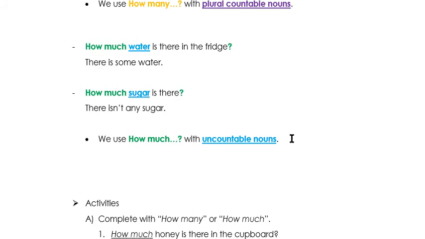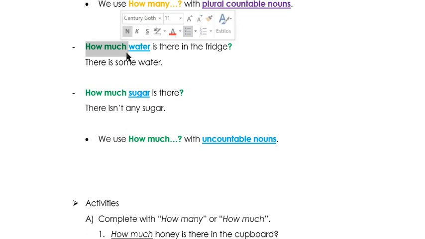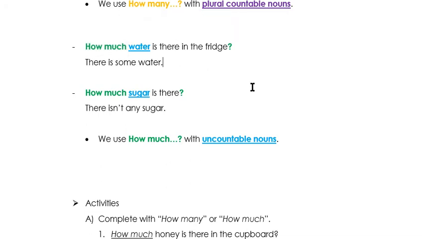¿Ok? So, fíjense que yo les había puesto una lista de sustantivos incontables. Por ejemplo, water, sugar, meat, chicken, fish, butter, jam, honey. How much means in Spanish cuánta o cuánto. How much water is there in the fridge? ¿Cuánta agua hay en la heladera? There is some water. Hay algo de agua. How much sugar is there? ¿Cuánto azúcar hay? There isn't any sugar.